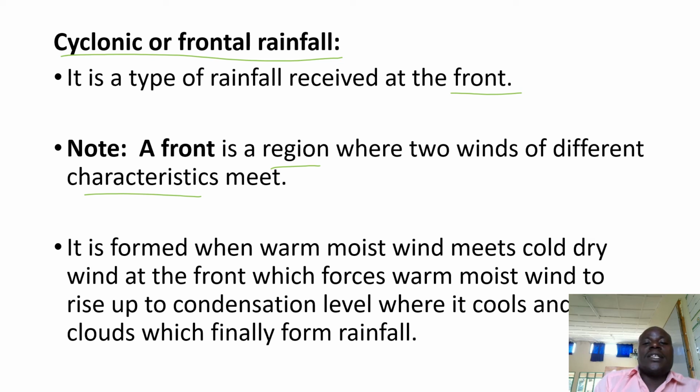So when these two winds meet, cold wind will sink, descend, and warm wind will rise, because the science here is that cold wind is heavier than warm wind. That's why warm wind rises after colliding with cold wind. Cold wind descends, and this warm wind which rises reaches condensation level, forms clouds. Clouds form this cyclonic rainfall.